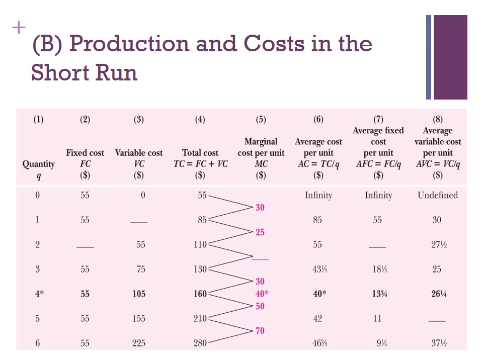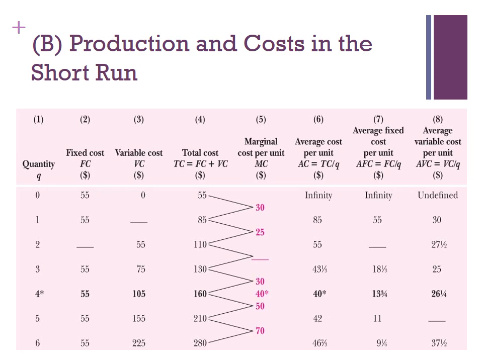Then $55, $75, $105, $155, $225. Here we observe that variable cost is increasing with more production. Variable cost rises as more units are produced, as we observe here.